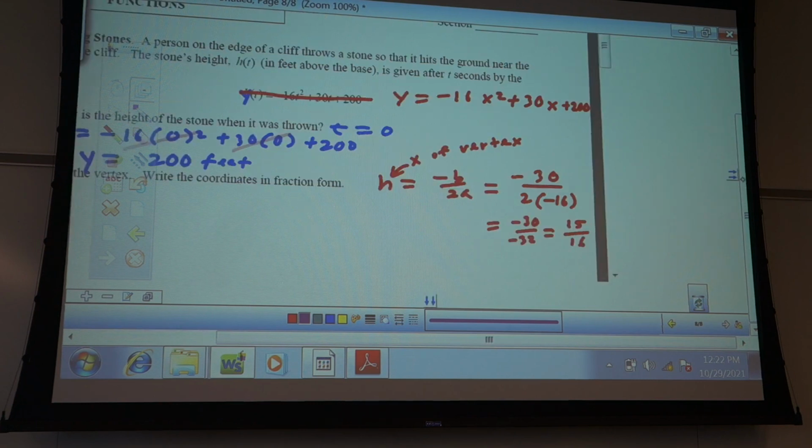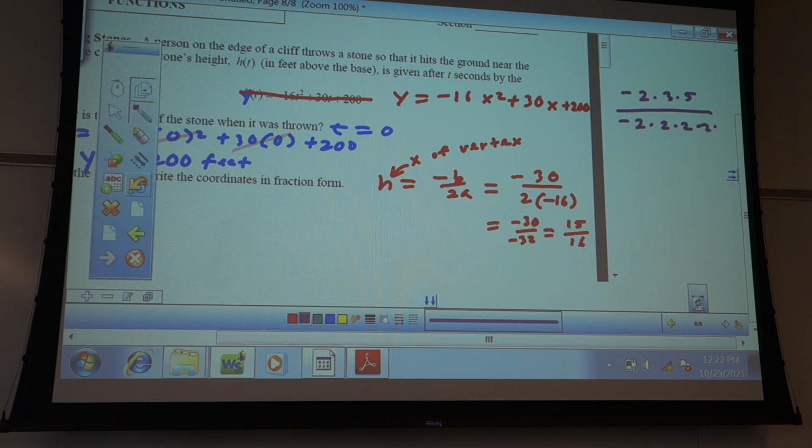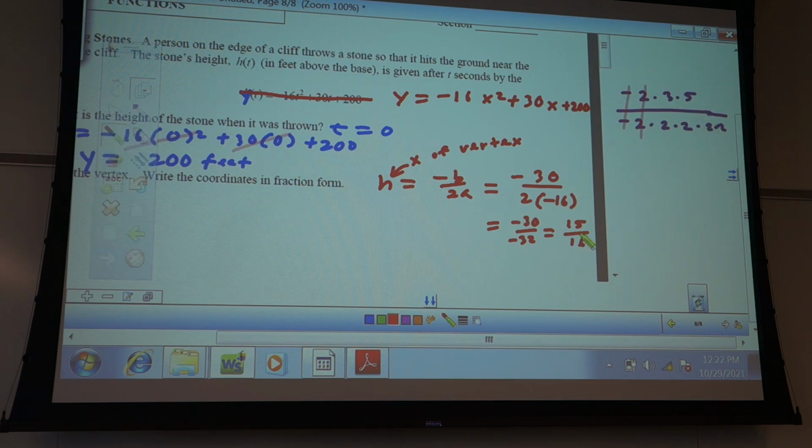Here, think of it like this. Negative 30 is really 2 times 3 times 5. And on the bottom, negative 32 is negative 2 times 2 times 2 times 2 times 2, that's 2, 4, 8, 16, 32. So then the negatives will cancel out, and the 2's will cancel out. I'm left with 3 times 5 on the top, and 2 times 2 times 2 times 2 on the bottom, 16.